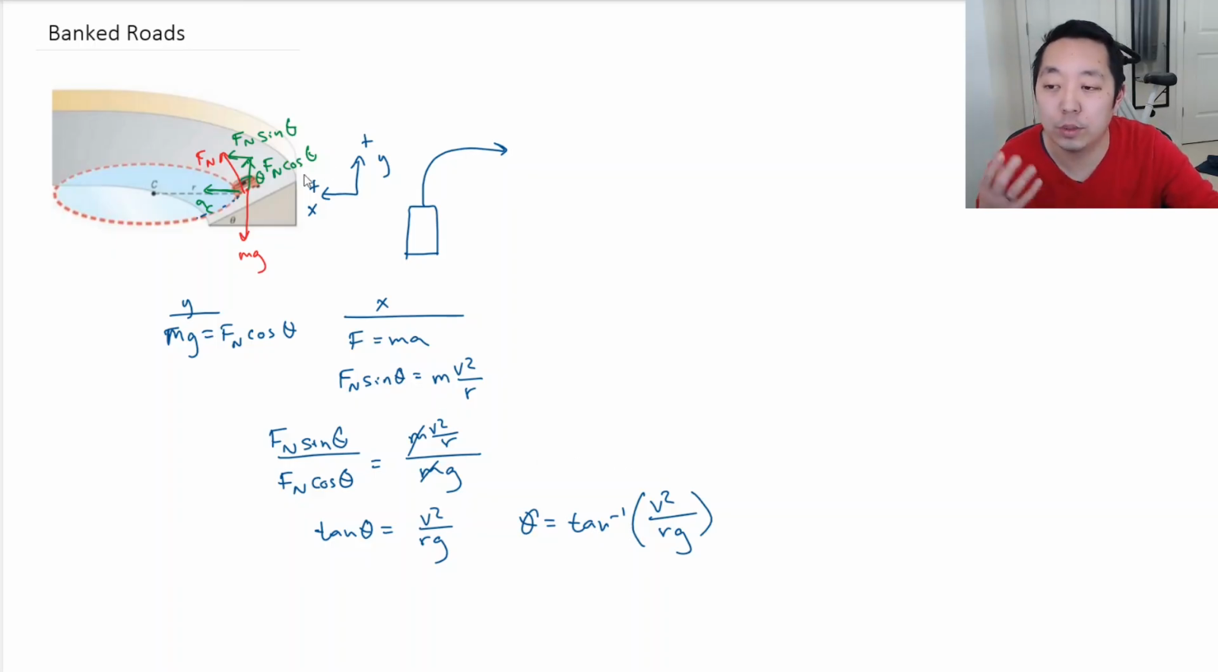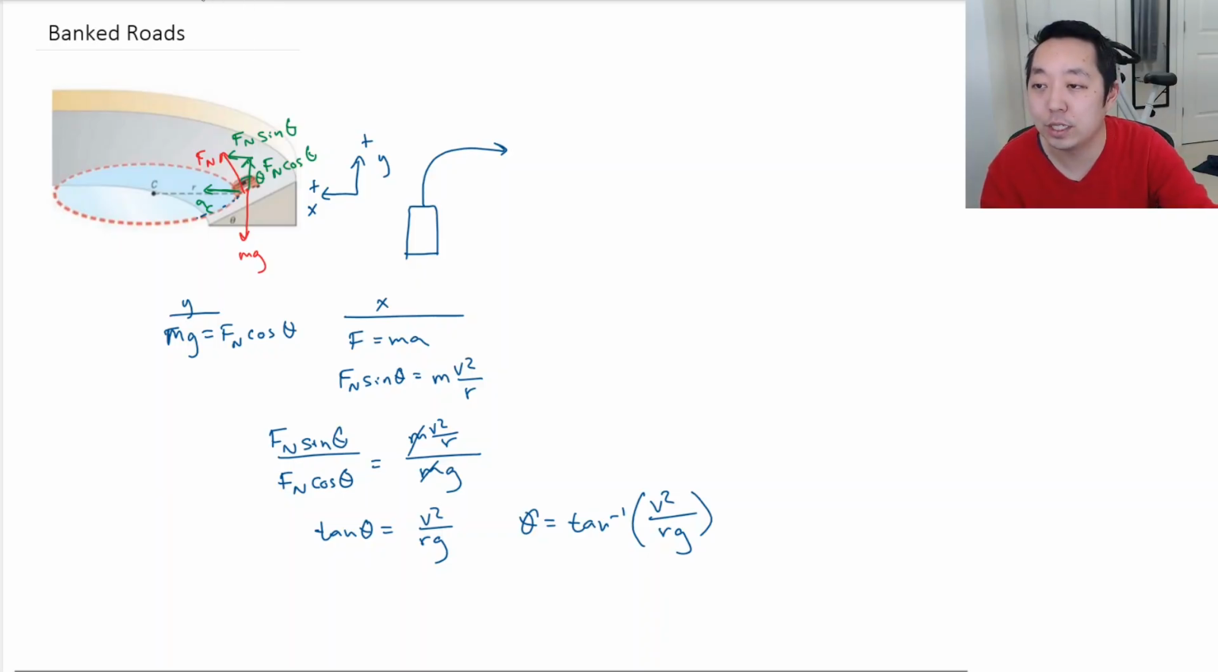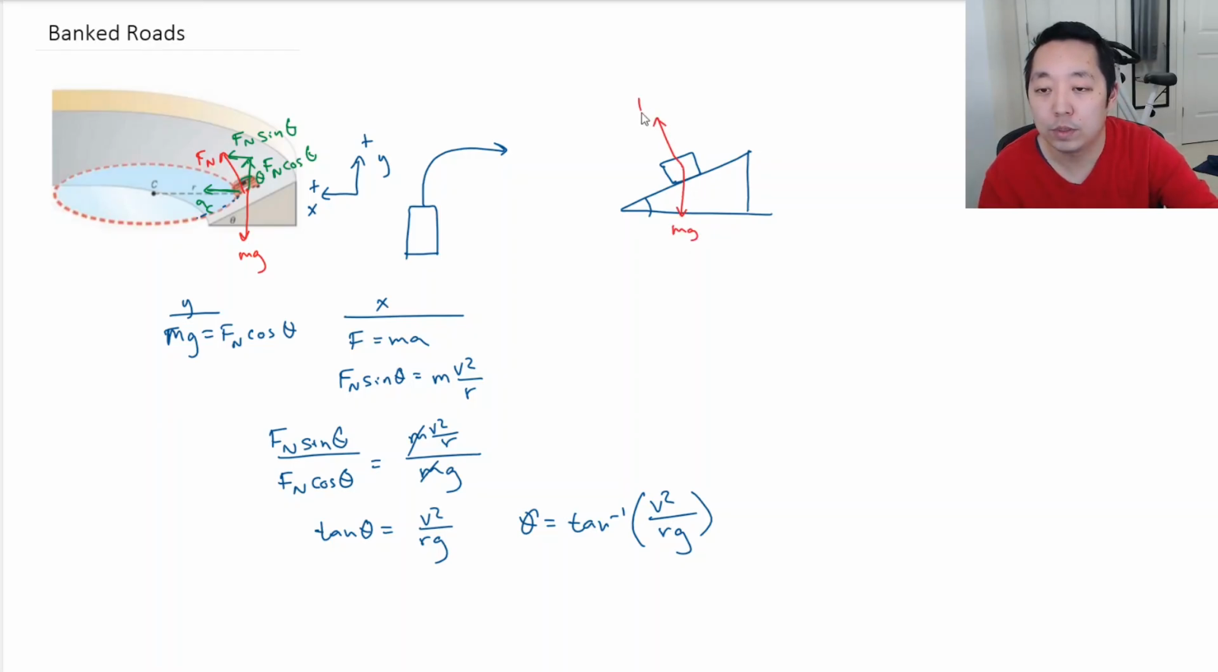I just want to make sure you understand how to set up the free body diagram and draw it for something with a banked incline. Now, if I were to add friction, friction's going to make it more complicated. So let me repeat the exercise. I have this angle, and my car's right here. So I have my force downward. I have my normal force.